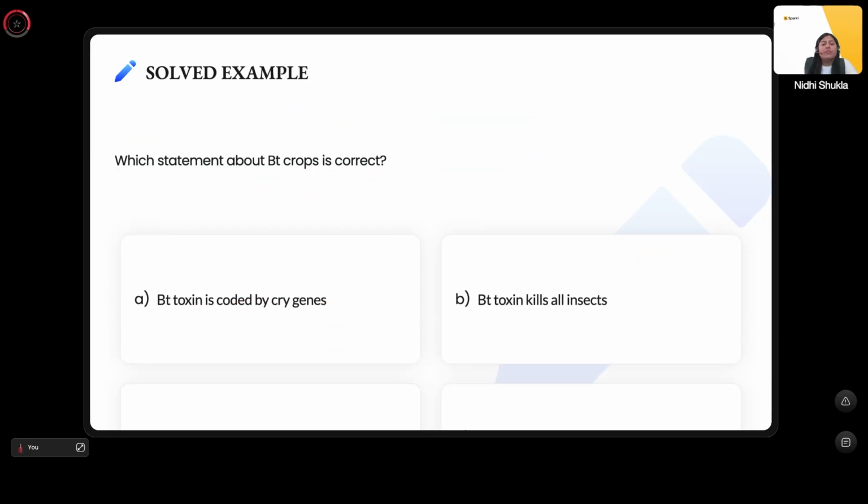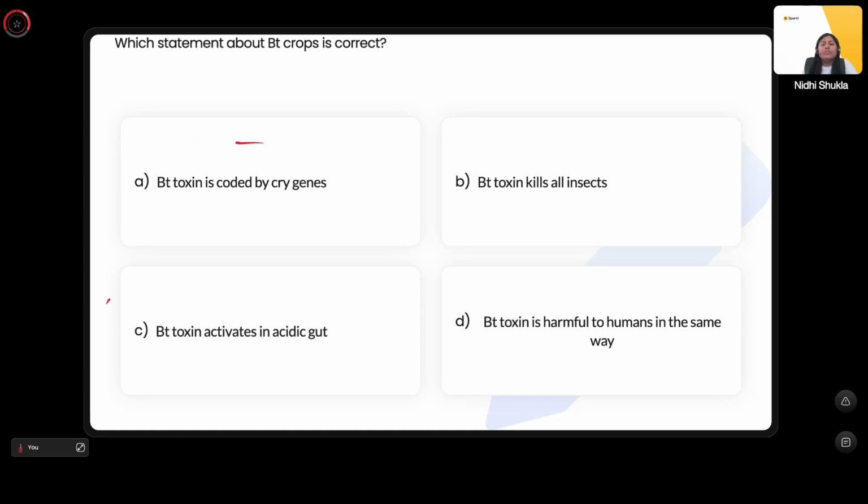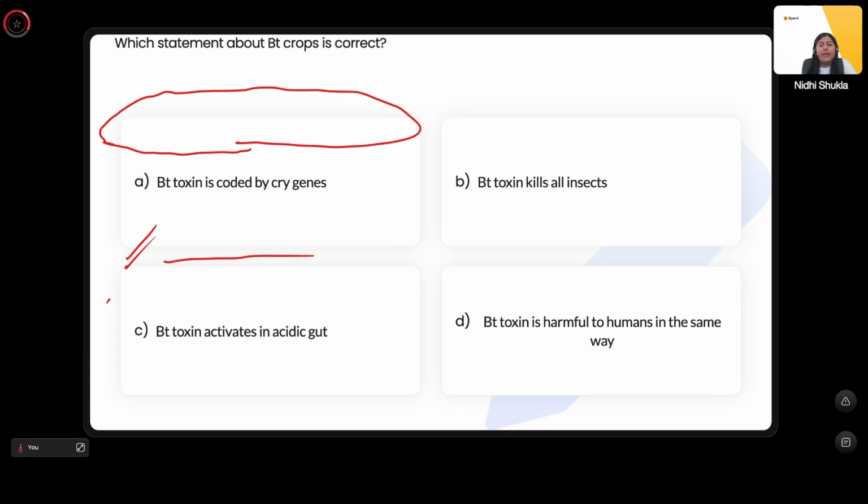Now moving on, which statement about Bt crops is correct? Okay, there are four statements here, and we have to find out which statement actually justifies Bt crops. Now, Bt toxin is coded by cry genes, this is correct.